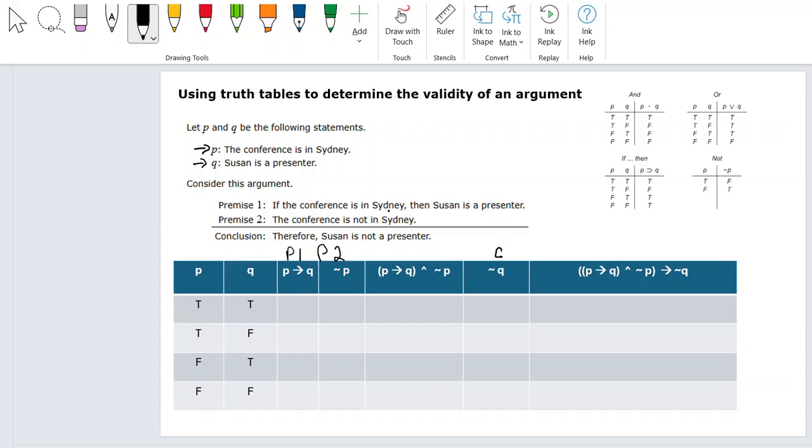We say, if the conference is in Sydney, changing that to a mathematical statement, if the conference is in Sydney, that's P, then that implies Susan is the presenter, Q. Very straightforward. Premise 2 is the conference is not in Sydney. That would be not P. The conclusion, therefore, Susan is not the presenter, is not Q. Those are the only pieces that we know.